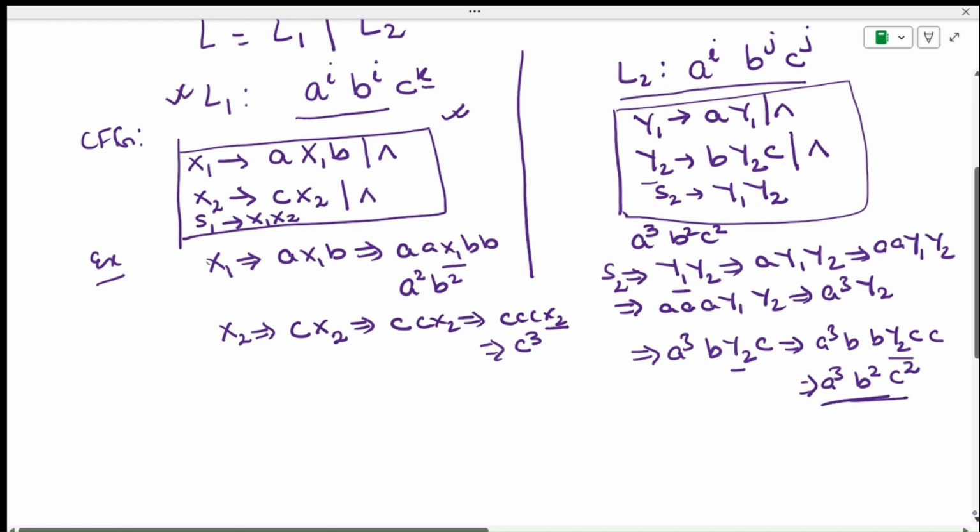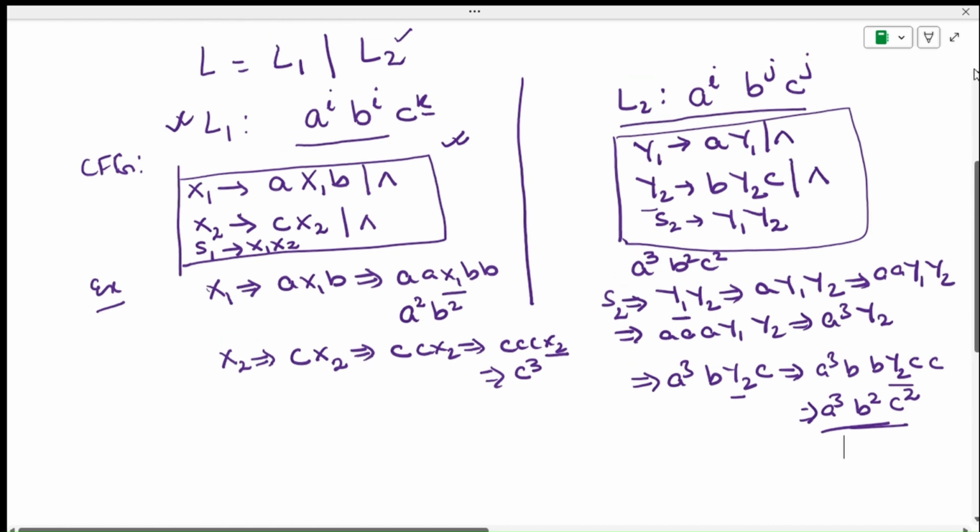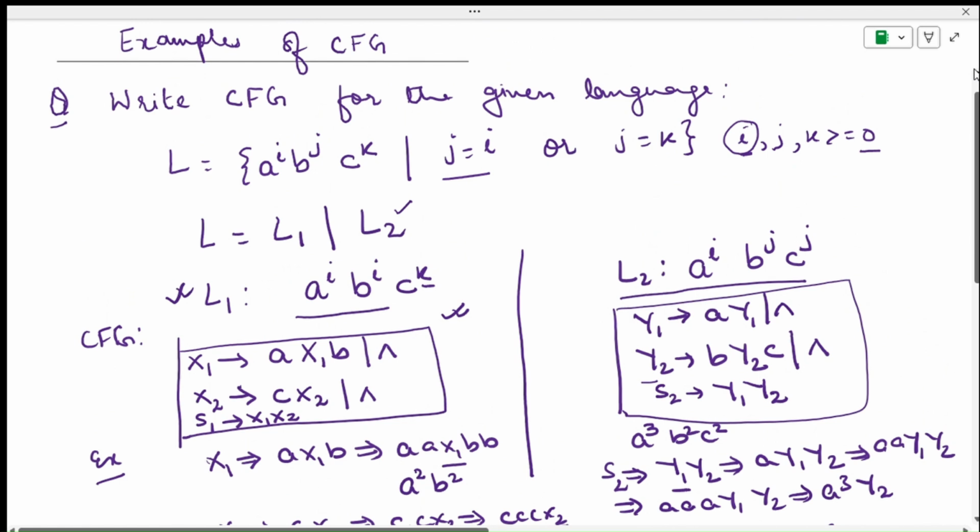Now we have the language. The main language was either L1 or L2. That is, L1 is where the number of A's and B's are equal, and L2 is where the number of B's and C's are equal. So now we will combine these two into one single grammar.